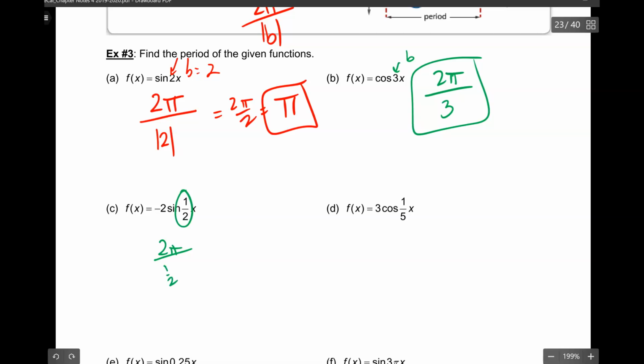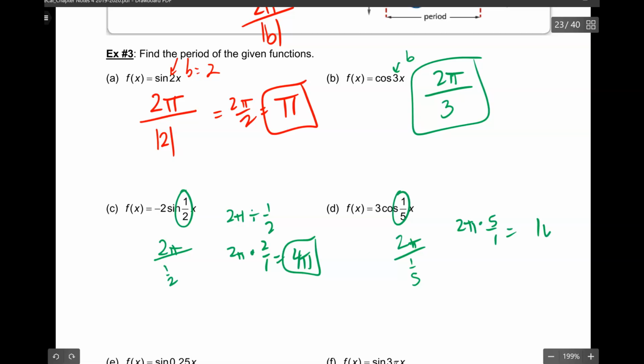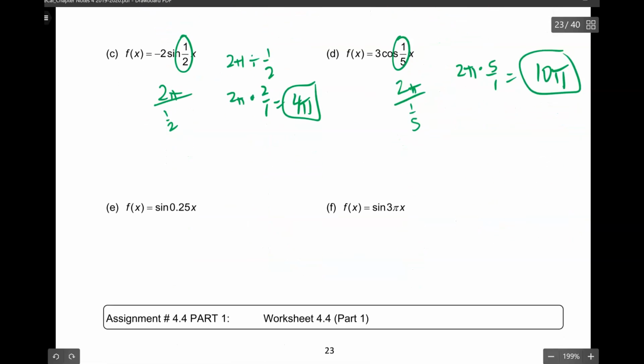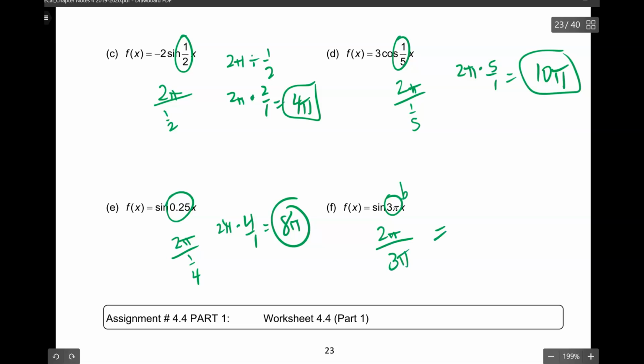So 2 pi over 1/2, and if I take 2 pi and divide by 1/2, it's the same thing as multiplying by the reciprocal. So this is going to be a period of 4 pi. Now let's take 1/5. 2 pi divided by 1/5. Dividing by 1/5 is the same thing as multiplying by the reciprocal, 5 over 1. So the period is going to be 10 pi. And 0.25 is the same thing as 1/4. So instead of dividing by 1/4, I can multiply by the reciprocal, 4 over 1. This is a period of 8 pi. And then here I have 2 pi over my b, which is 3 pi. Turns out pi's cancel out, and my period is just going to be 2/3. So that's it for the first lesson.